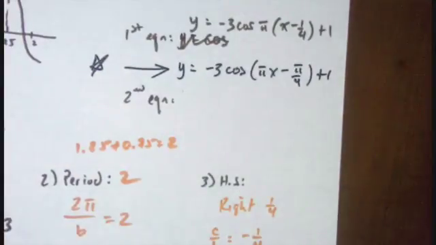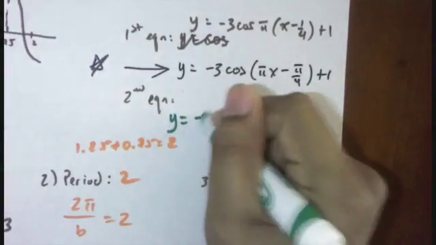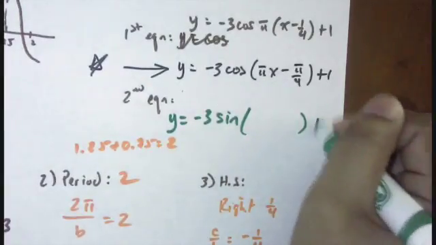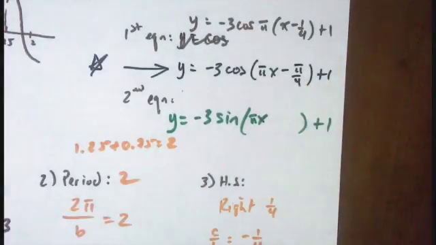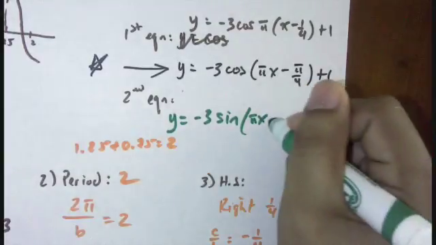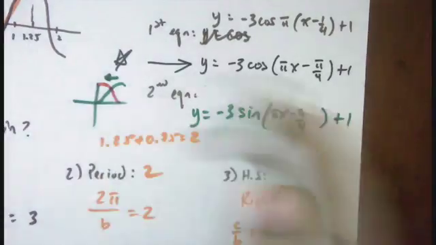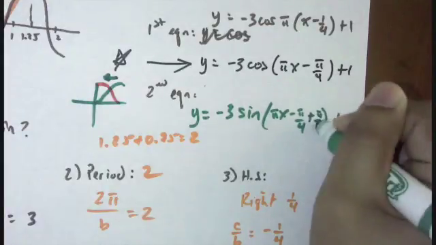If you're going to write a second equation, and you need to write your second equation in terms of sine, we got to be careful. The a won't change. So I'm going to have negative 3 sine of something. The period won't change. So we'll put the pi x. The minus pi over 4 won't change. So we'll put that there. So if I'm going to go to the left, pi over 2 units, that means I'm going to have a positive pi over 2 here.